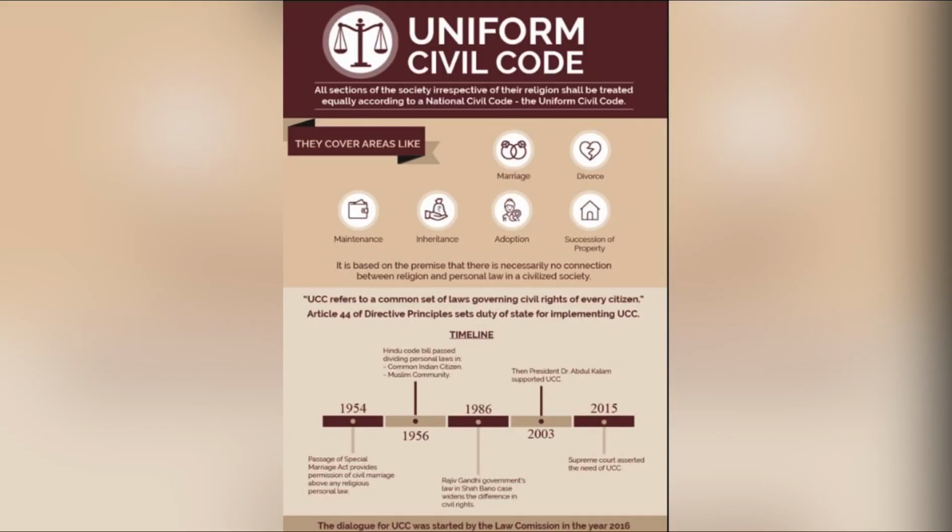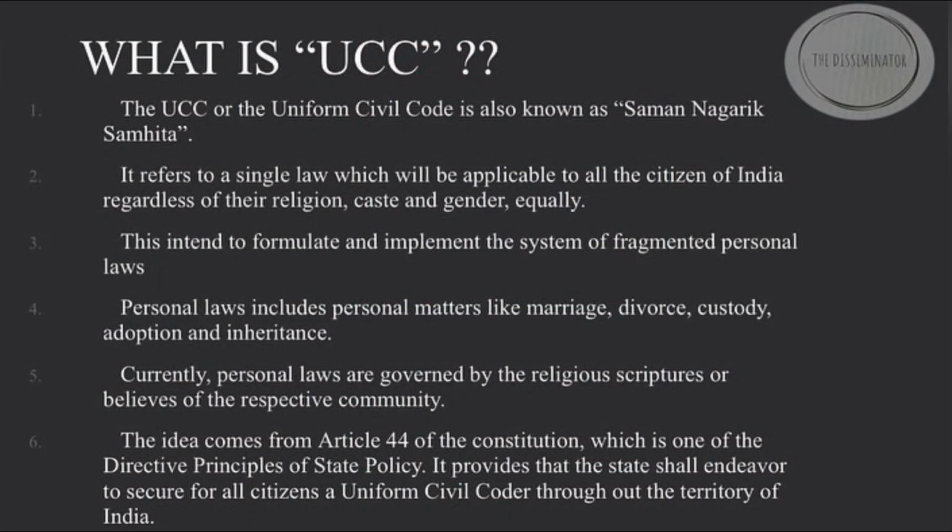The UCC or the Uniform Civil Code is known as Saman Nagarika Sanhita. It refers to a single law which will be equally applicable to all the citizens of India regardless of their religion, caste and gender. This Uniform Civil Code intends to formulate and implement the system of fragmented personal laws in our country. When I say personal laws, it includes personal matters like marriages, divorces, custodies, adoptions, and inheritance. Currently, personal laws are governed by the religious scriptures or the belief of the respective community.